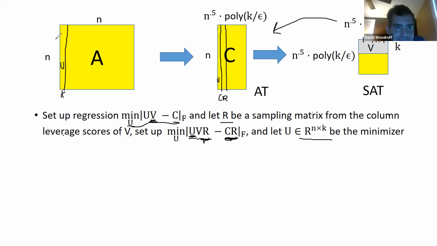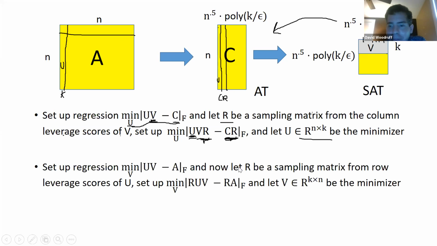Okay, but I still don't have my right factor for A. Well, what should I do? I should just do it again. Let's go back with regression again. Now we're setting up the problem. We know U, but we want a V. This V is now the right factor for A, not for this tiny matrix anymore. And we set up this regression problem.